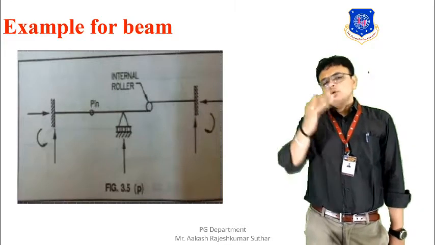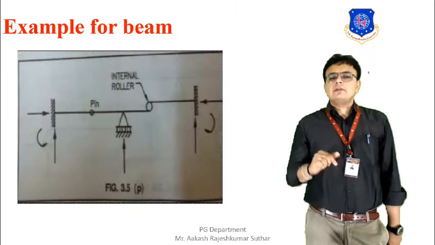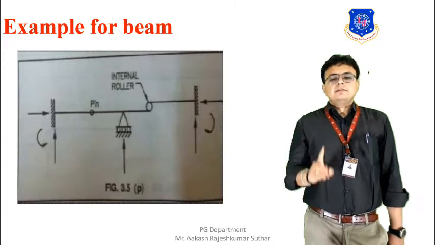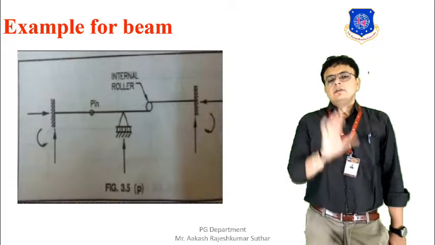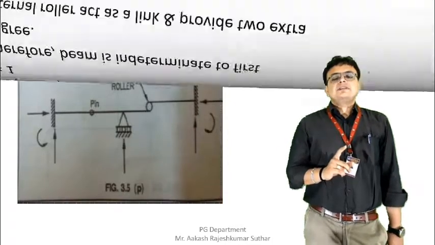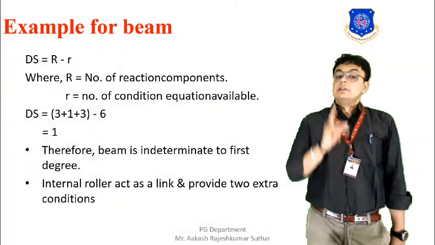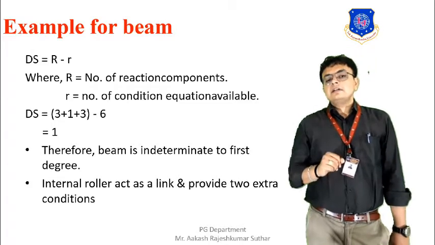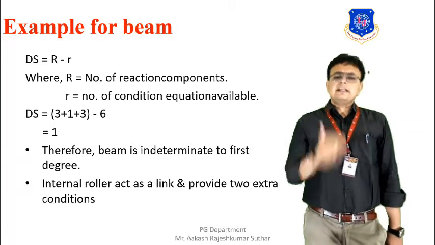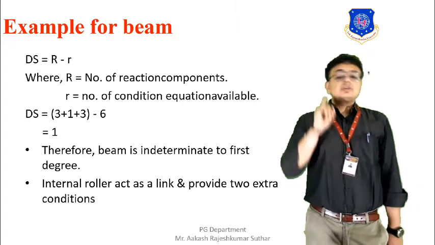So calculating the capital R for this particular figure, it will be equal to 3 plus 3 plus 1. That means the capital R value for the given beam will be equal to 7. You can see over here, the capital R is 7. Now talking about the number of condition equations that are available, for any beam, the small r value will be equal to 3.